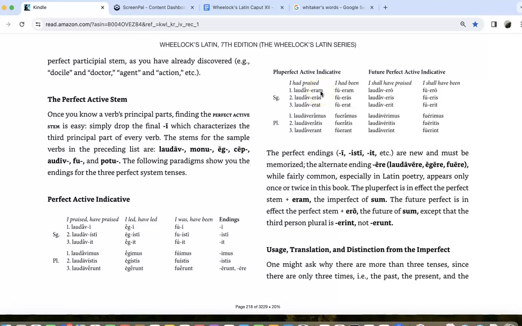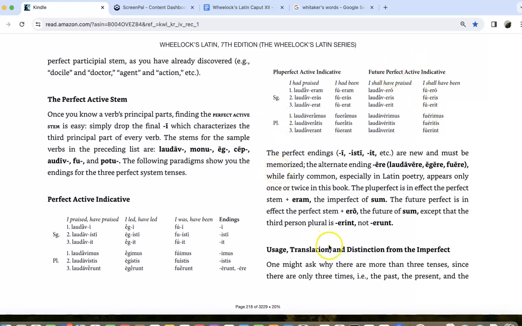Eram, eras, erat, eramus, eratis, erant. But we also have the future perfect: ero, eris, erit, erimus, eritis, erunt, again applied to the perfect stem. And here we have the irregular form of to be in the future perfect.